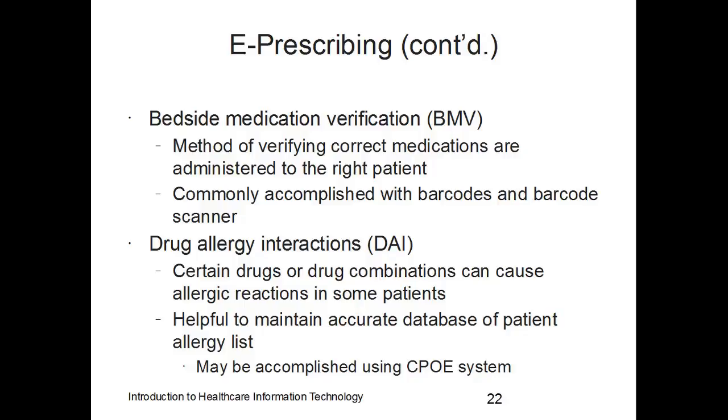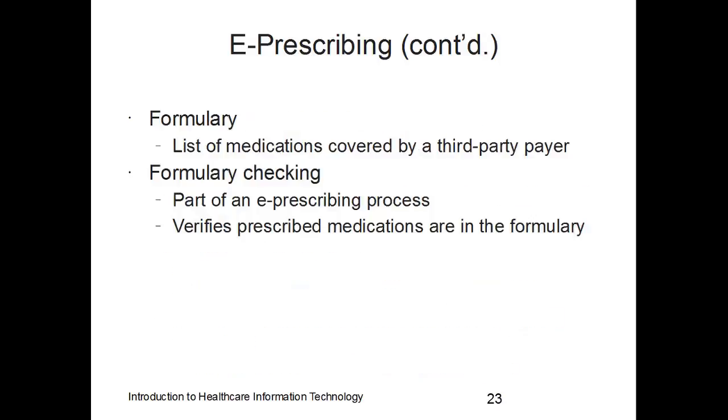Now certain drugs or certain drug combinations can cause allergic reactions in some patients. So it's very helpful to maintain an accurate database of patient allergy list. So maintaining this database may be accomplished using the CPOE system, the computerized physician order entry. The formulary is a list of medications that is covered by a third-party payer. And the formulary checking is a part of the e-prescribing process. This process will verify that any medications that are prescribed are actually in the formulary.